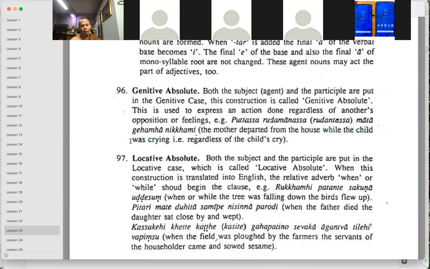Actually, generally the child is crying, but because here in the main clause, the main sentence, the main verb is in the past tense, that is why the participle is also in the past tense. But in the Necamati, the main verb is different, so other than why the child was crying, it will be why the child is crying.